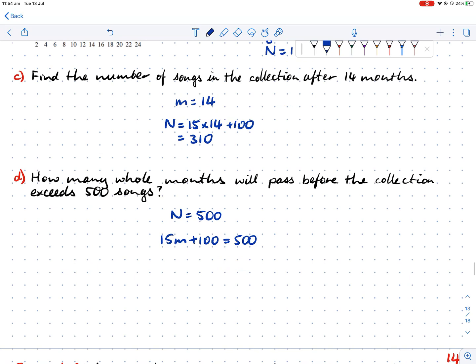So what we're going to do is minus 100 across. 15M equals 400. And then what we need to do is divide by 15. So minus 100, divide by 15.